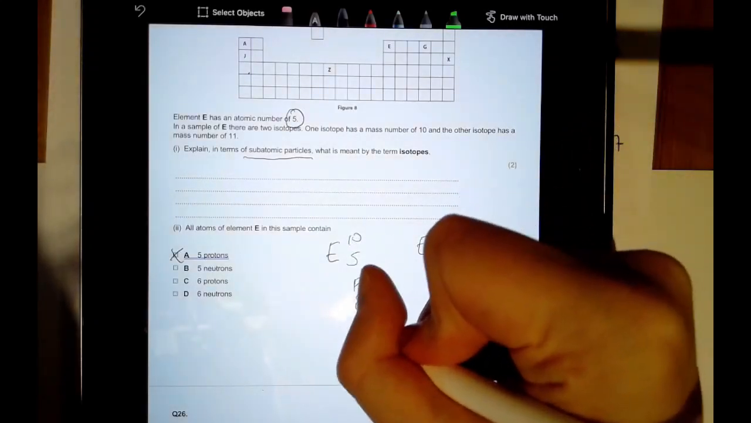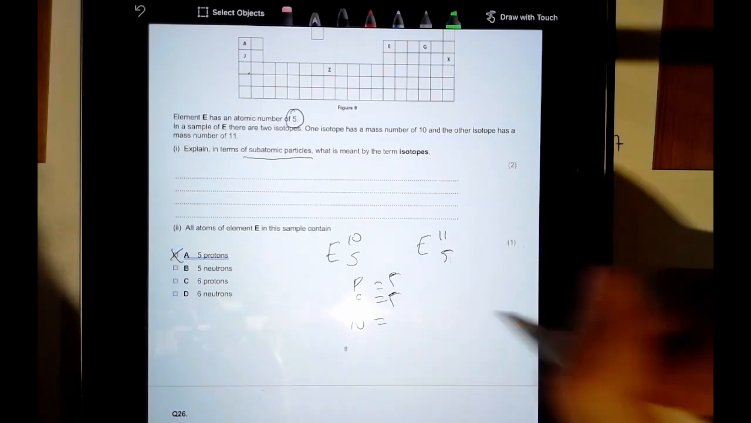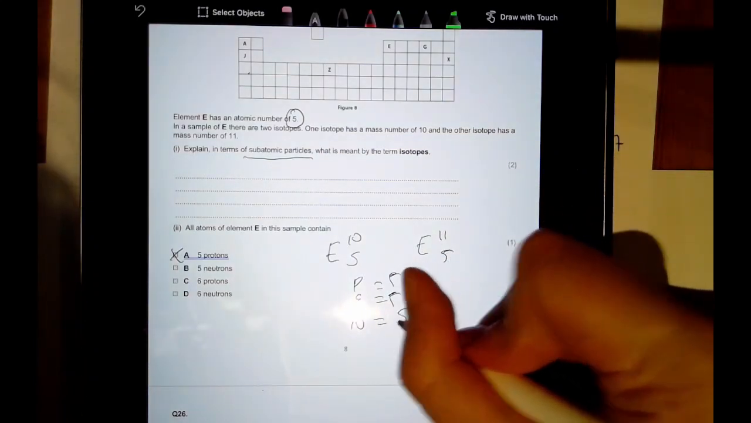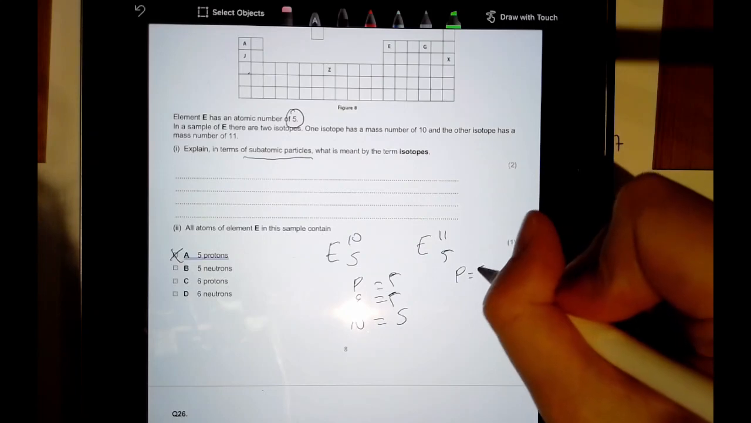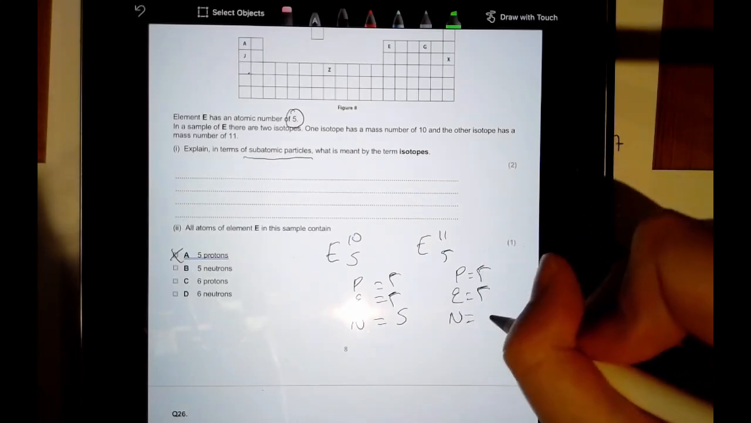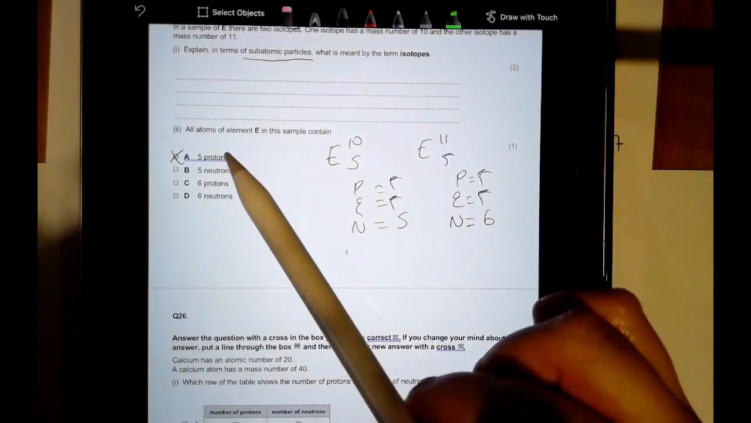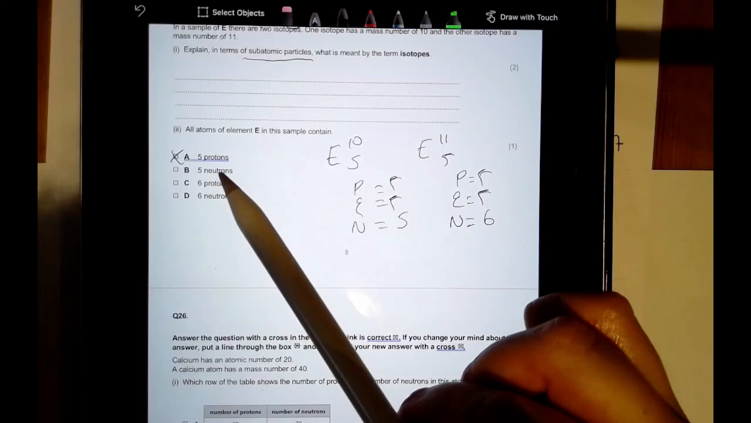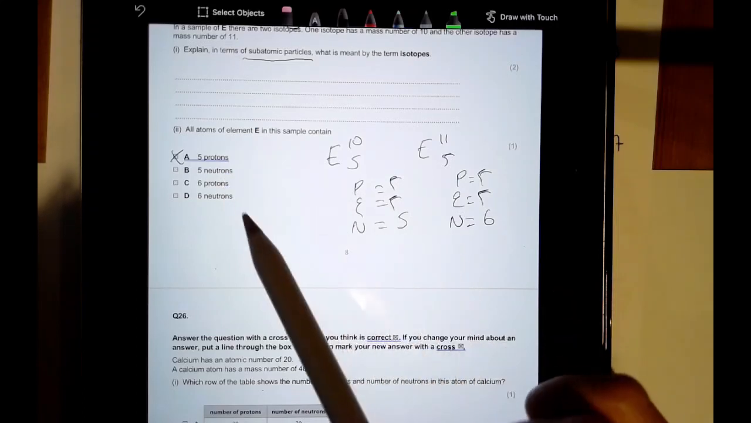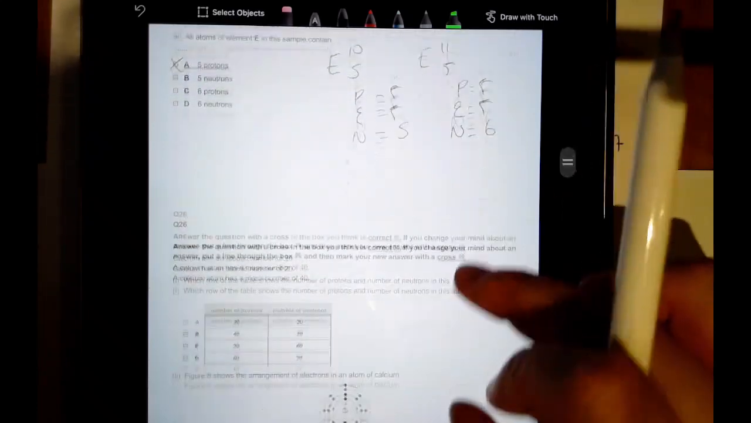And if I do P, E, and N, 5 protons, 5 electrons, and in this case, 10 minus 5 is 5 neutrons. Over here, I've got 5 protons, 5 electrons, but this time it's 11 minus 5 is 6 neutrons, all right? So you can see here that they both have 5 protons, that's correct. They don't both have 5 neutrons, they both don't have 6 protons, they both don't have 6 neutrons. The answer must be A.